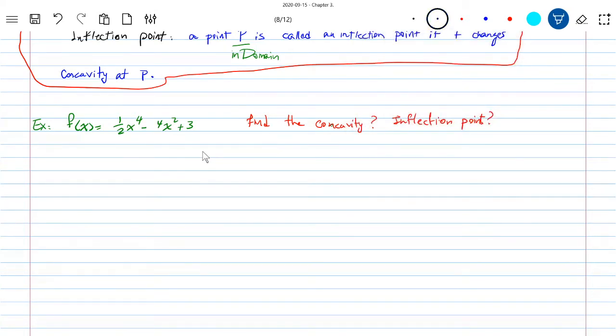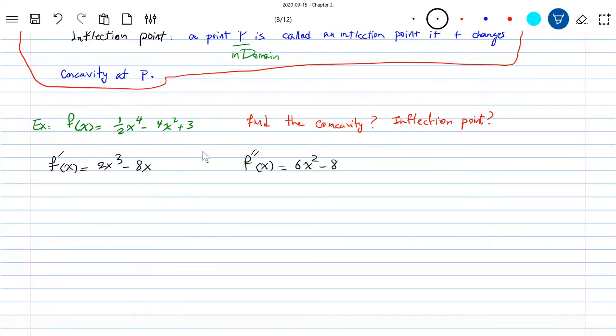So given the function f, to find the concavity, you should find the second derivative. First I find the first derivative. It would be 4 times 1/2, which is 2x cubed, minus 2 times 4x squared, which is 8x. The 3 will disappear. The second derivative would be 6x squared minus 8. Sorry, 6x squared.